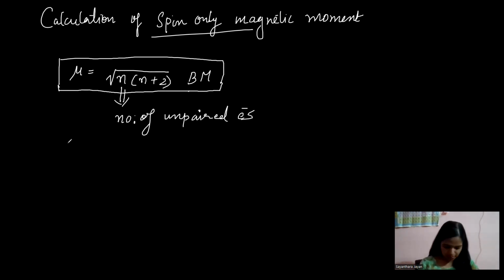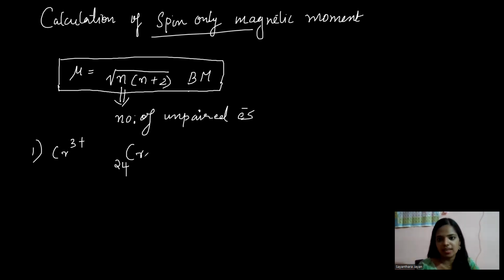So let us practice an example. First example: you have to calculate the spin-only magnetic moment of Cr3+. This is the chromium ion, Cr3+. How can you approach this? You have to identify the number of unpaired electrons of Cr3+. In order to do that, you have to know the atomic number of chromium. The atomic number of chromium is 24.